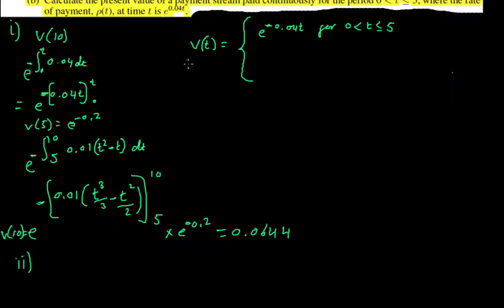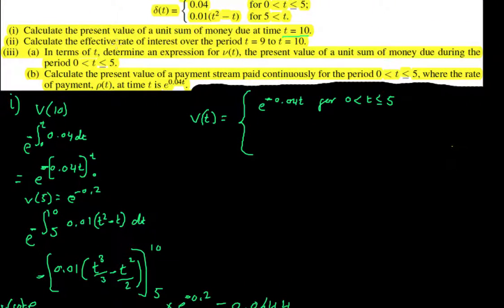So part two, and what did it want? Calculate the effective rate of interest over the period t equals 9 to t equals 10.